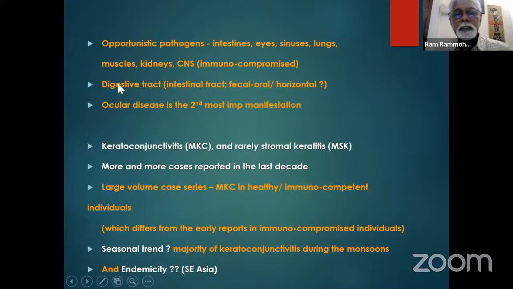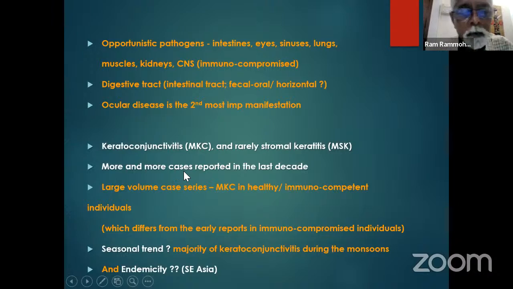So they are opportunistic pathogens in the immunocompromised. We do know they are seen all over, including the kidneys, intestines, etc. Next to the digestive tract, with transmission especially fecal-oral, is the ocular disease. So the second most important type of manifestation in humans is ocular disease. There are two presentations of this, as described and to be described more in the subsequent presentations: the superficial keratoconjunctivitis, MKC, and of course the deep stromal keratitis, MSK.